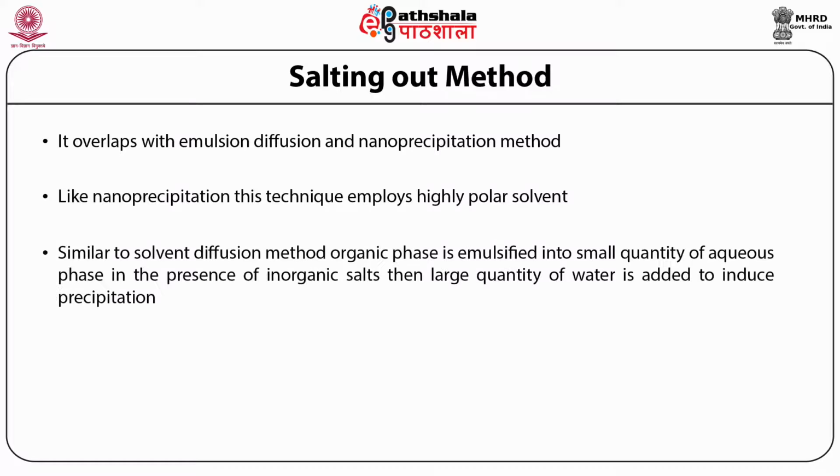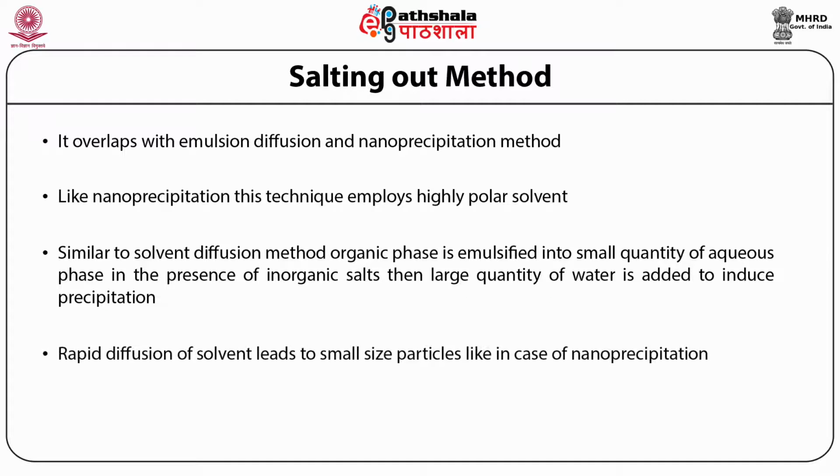Similar to the solvent diffusion method, the organic phase is emulsified into a small quantity of aqueous phase in the presence of an inorganic salt like magnesium chloride or magnesium acetate, then a large quantity of water is added to induce precipitation. Rapid diffusion of solvent leads to small size particles, like in the case of nanoprecipitation. Generally, polymer and salts are used in the ratio of 1:3.